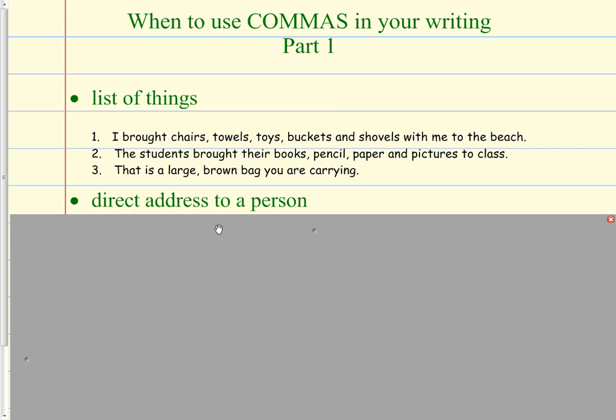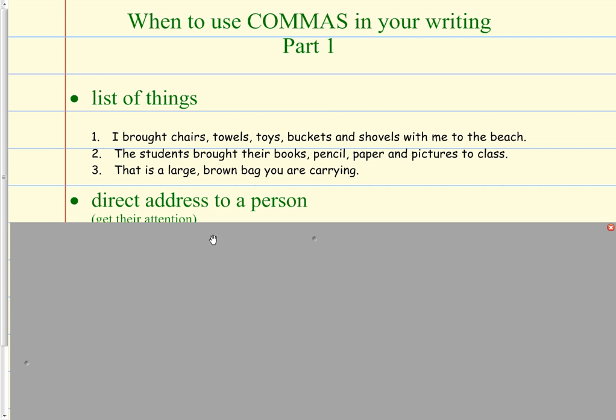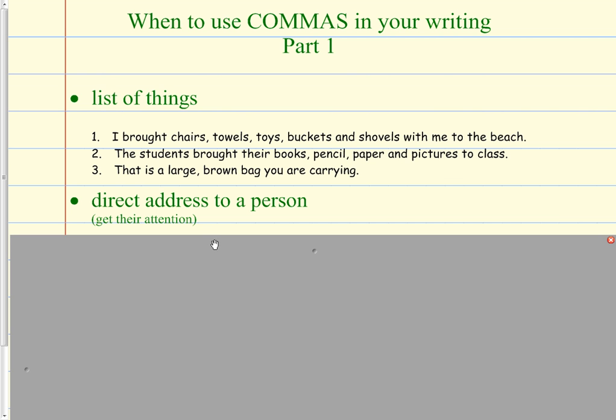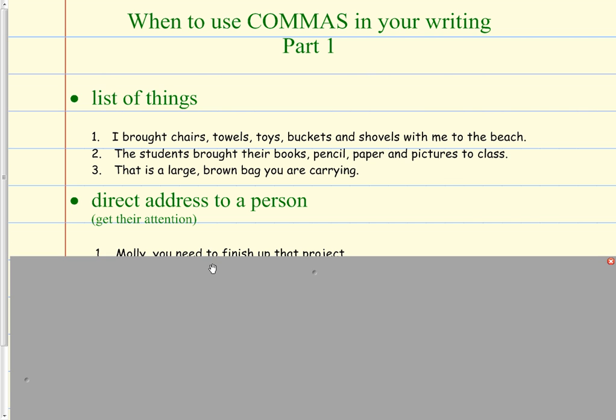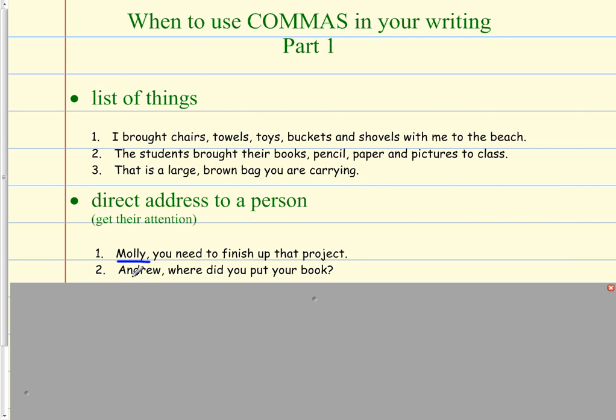Another type of one is when you have a direct address to a person. So it's kind of like you're trying to get their attention in the sentence. Molly, you need to finish up that project. So it's a direct attention to Molly. Andrew, where did you put your book? Again, it's a direct address to Andrew.